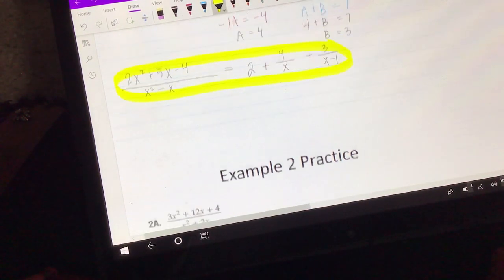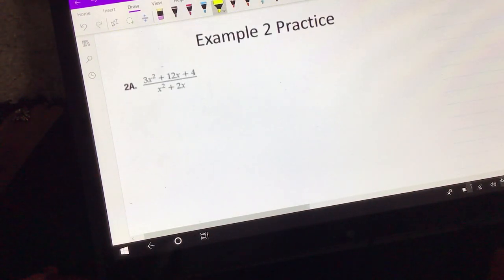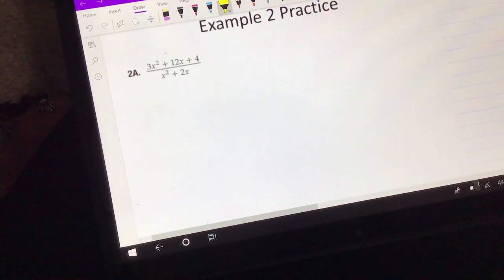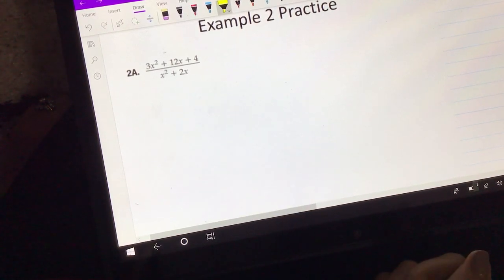Okay, I have some practice problems for you. 2 of them. If class is about to end, make sure you finish these tonight, okay? I'll go through them still, though. All right, here's the first one.